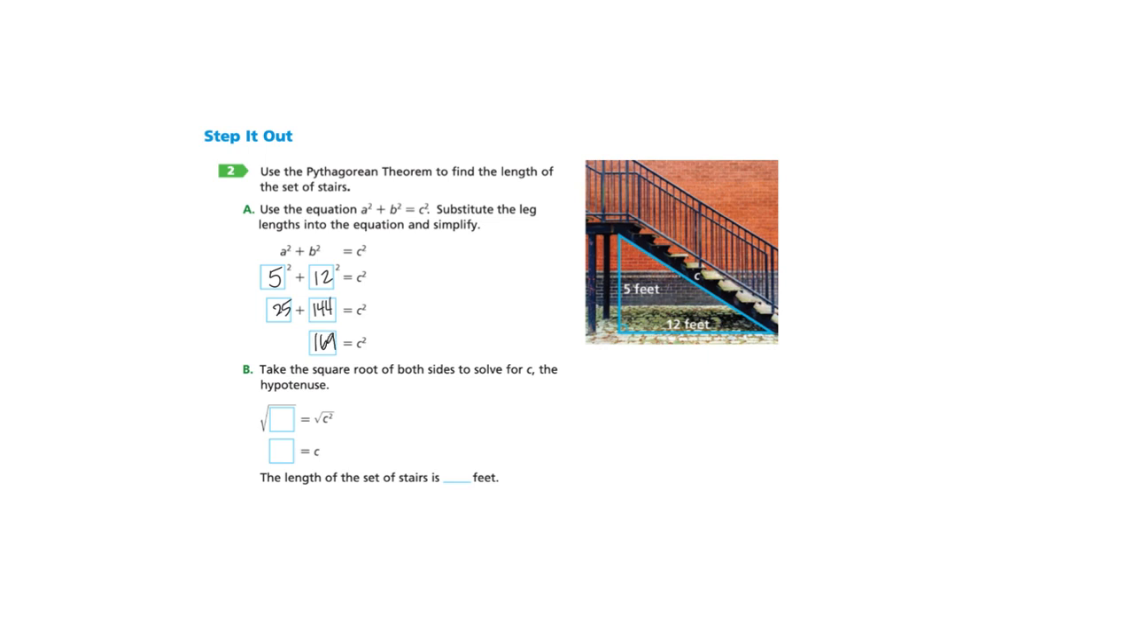169 equals C squared. Then take the square root of both sides to solve for C. So the square root of 169 equals the square root of C squared. The square root of C squared is C. 13 equals C. So those stairs are 13 feet long.